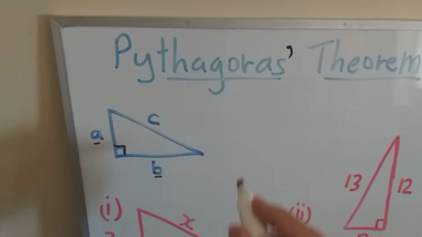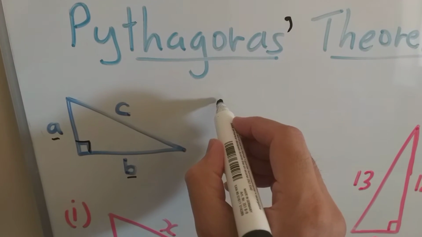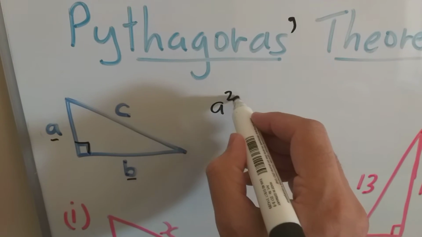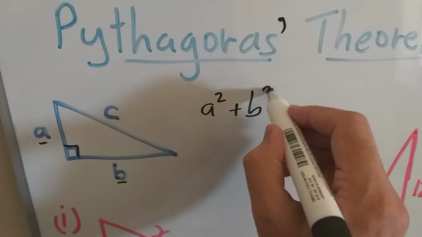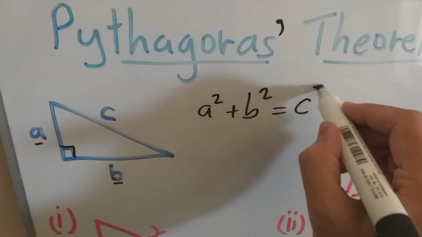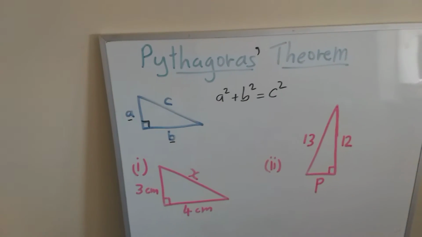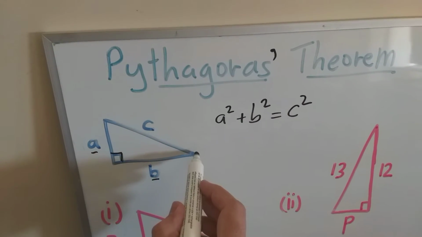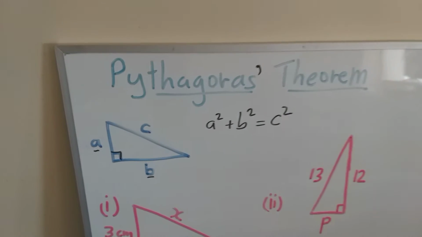So the rule is that A squared plus B squared is going to be equal to C squared. The square of the hypotenuse will be equal to the sum of the squares of the other two sides.